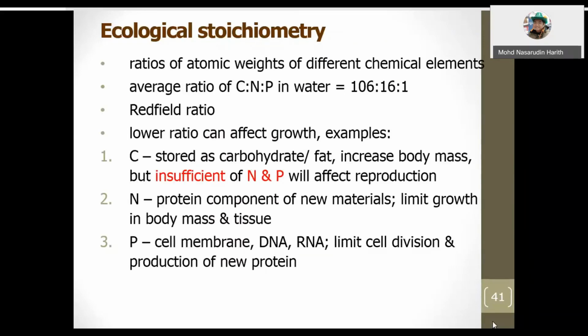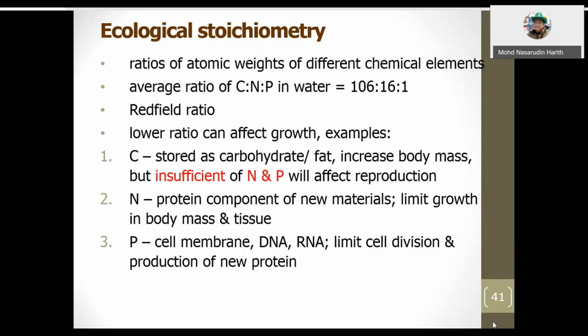Ecological stoichiometry is the study of ratios of different chemical elements. The average ratio of carbon, nitrogen, and phosphorus in water is 106:16:1. A lower ratio can affect growth. For example, carbon stored as carbohydrate or fat increases body mass, but insufficient nitrogen and phosphorus will affect reproduction. Nitrogen is a protein component of new material, but it can limit growth in body mass and tissue.